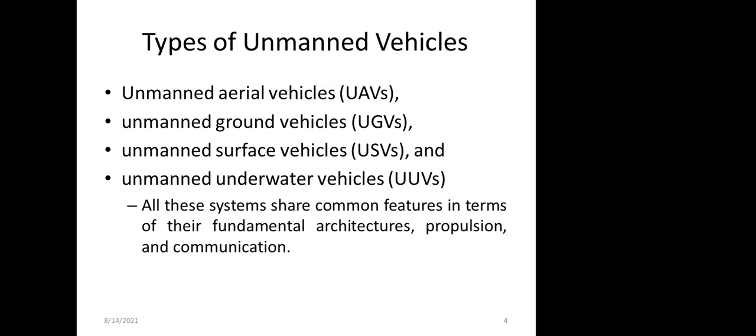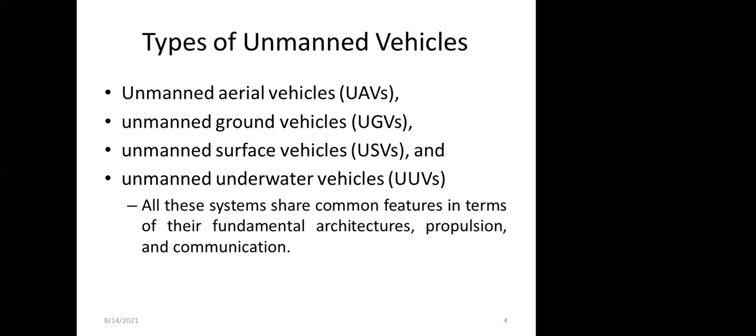Yeah, actually I have a video. We will play that and then we will understand. What you said is correct. This particular slide is to give an overall view about unmanned vehicles. So these are four kinds of vehicles: aerial, ground, surface, underwater.